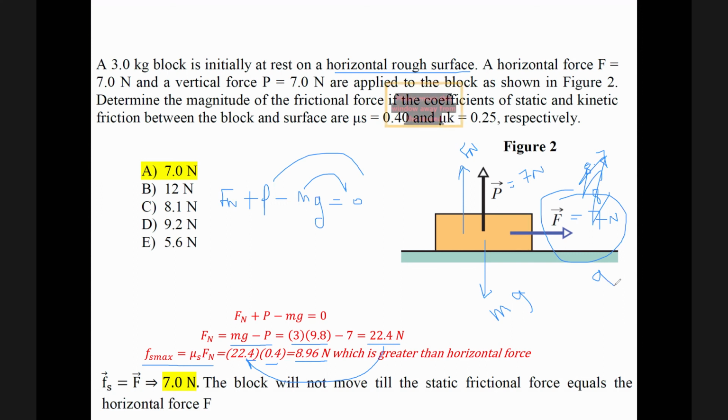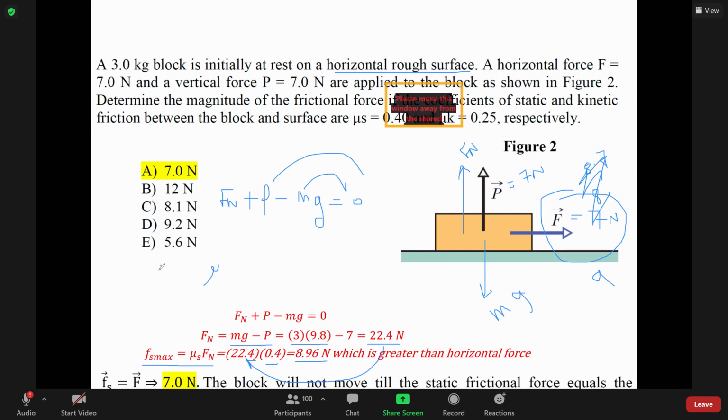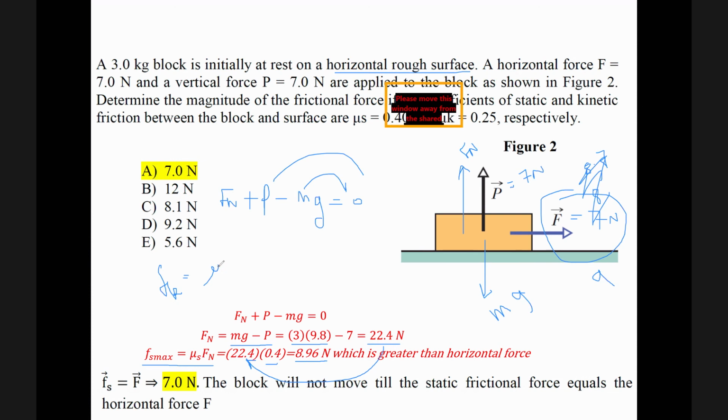If this force was 9, now which law should I use? FK, right? Because we exceeded the cap. mu k Fn, and here I calculate it will be different than 9. Okay? Right? You agree with me? Everybody agrees with me? Yes, mu k Fn, exactly.